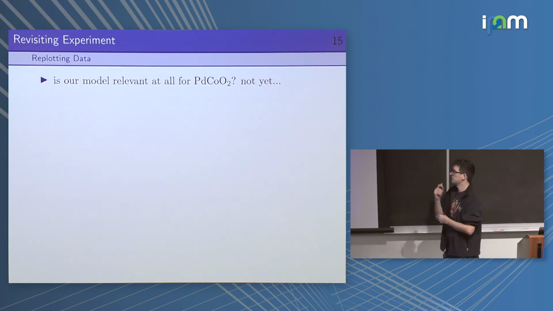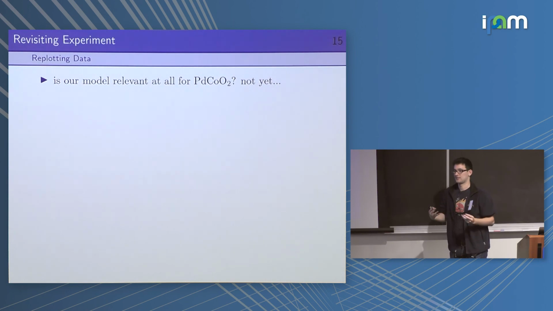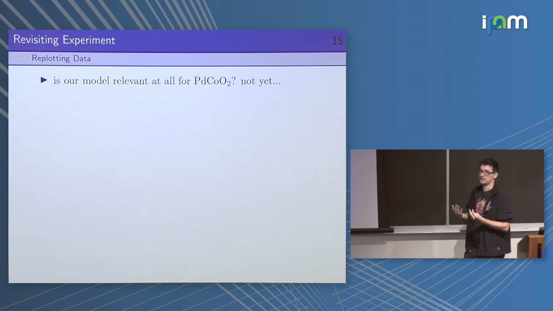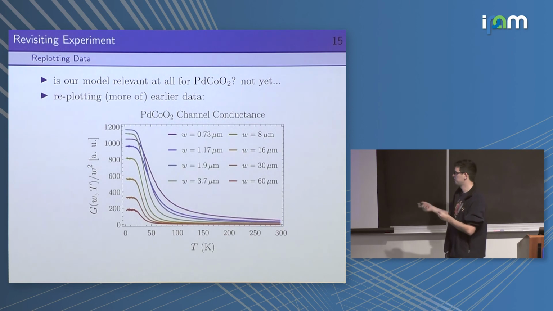Why is it not relevant? Well, it turns out that after we did all this work, we asked Andy McKenzie for his full data set so we could compare to it, and he gave it to us. And we replotted it the way that we would like to replot it. So this is what we did.